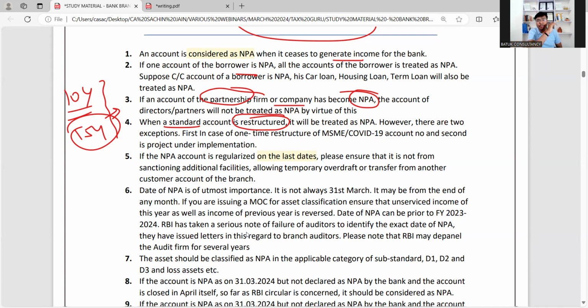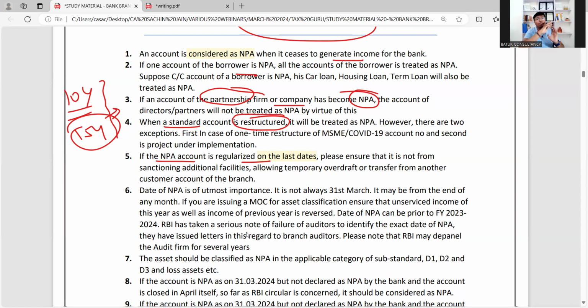If there is any NPA account, and that account is regularized as on 15th of March, as on 10th of March, as on 25th of March, in that case we need to carefully check whether any additional facility was given to take that account out of NPA. Okay, because this may be possible.